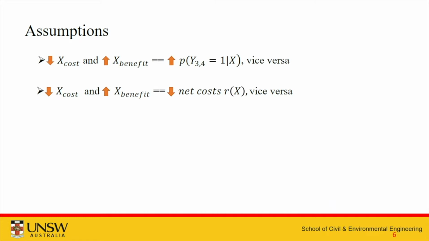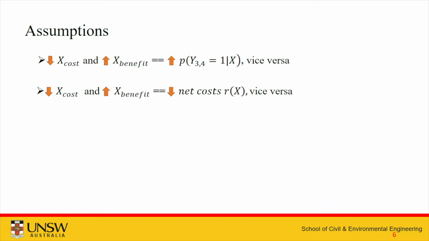And we have some assumptions as well. Because, as we mentioned, what we can obtain from a neural network is just a posterior probability. So we are assuming that if a company has more benefits and less cost, it should have a higher probability to adopt BIM at a higher LOD. And the second assumption is that more benefits and less cost will lead a company to experience less net cost.